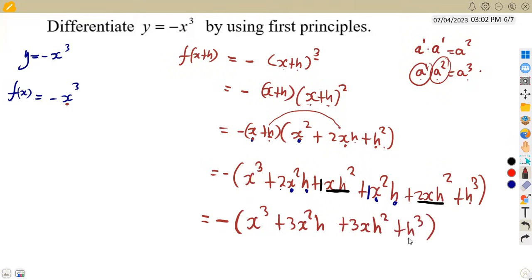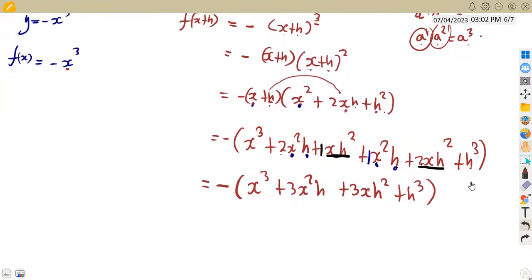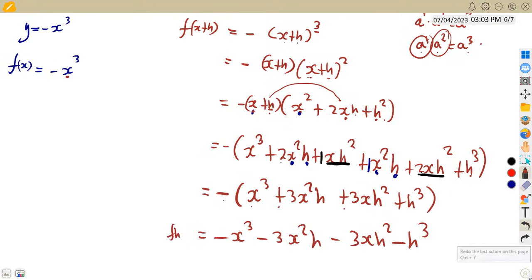We do not have any like terms here. So that is our f of x plus h, but there's a negative outside of the bracket, which waits for us to expand. That will be negative x cubed, negative 3x squared h, negative 3xh squared, negative h cubed. Everything is being affected by the negative outside of the bracket. So this being our f of x plus h, what can we do now?